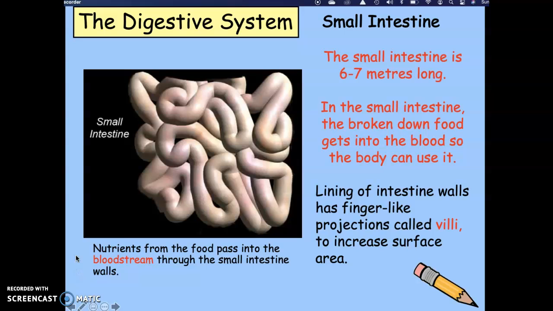Now, some nice extra information about the small intestines is the fact that the lining of these intestine walls have finger-like projections called villi. Now, these finger-like projections are like microscopic hairs, and these increase the surface area so we can absorb as much nutrients as possible. And it's these nutrients that pass from the food into the bloodstream across the walls so we can get as much energy as possible.